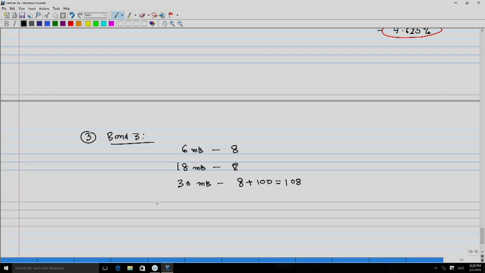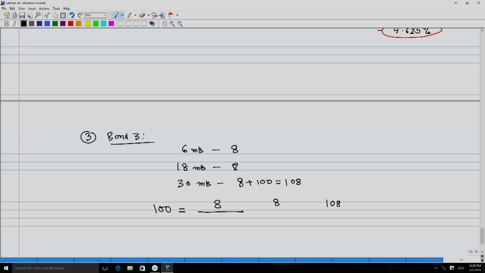Now, remember what is the price of this bond? The price of this bond was 100, and this is going to be the present value of the amount of 8 that you receive at the end of 6 months, plus the present value of the amount of 8 that you receive at the end of 18 months, and the present value of the amount of 108 that you receive at the end of 30 months or 2.5 years.